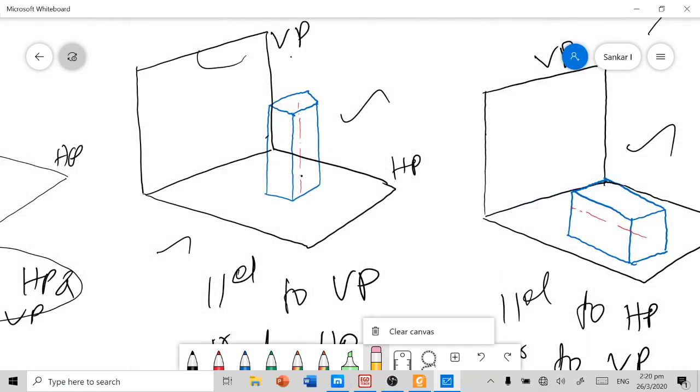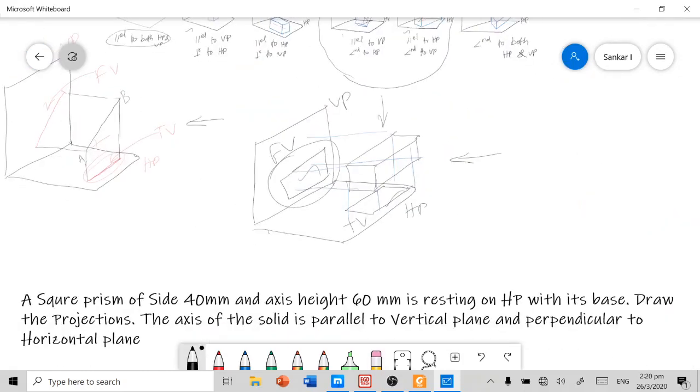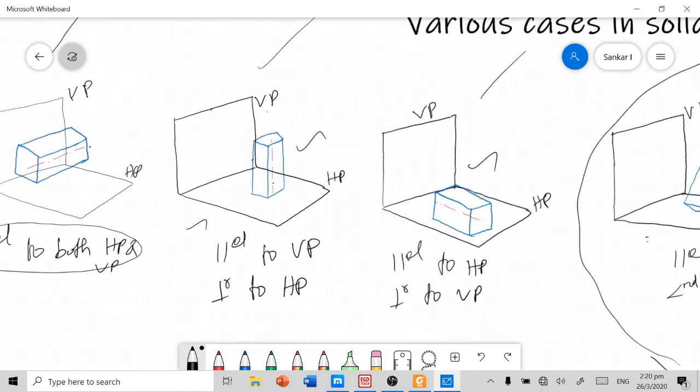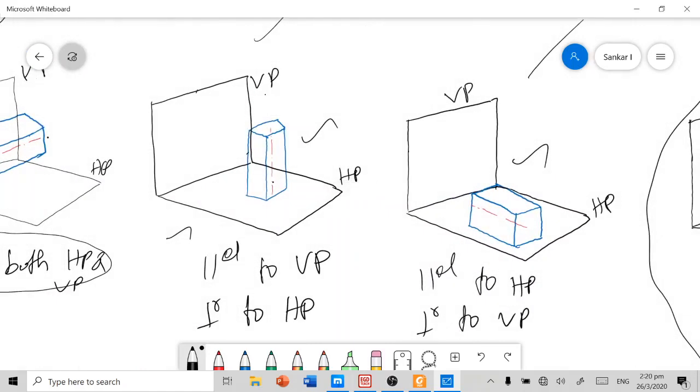See here, the solid square prism given in the problem stands on the horizontal plane by its base and its axis is perpendicular to the horizontal plane and parallel to the vertical plane. It's very similar to that. So how we are going to develop the front and top views is the problem now.